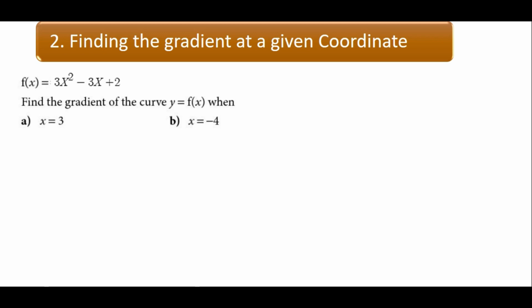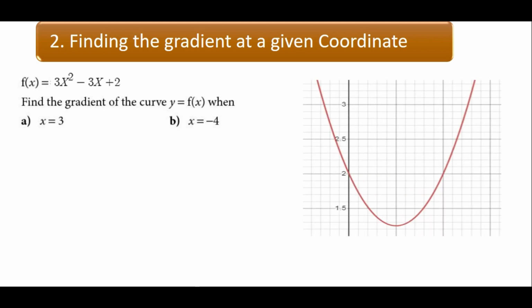Now you can see it's a quadratic function that you have, and when you plot it you get a curve like this. And you can see at each point or at each coordinate, when you draw the tangent, they have different gradients at each point. I'm just drawing a freehand drawing, but tangents should be drawn with a ruler.